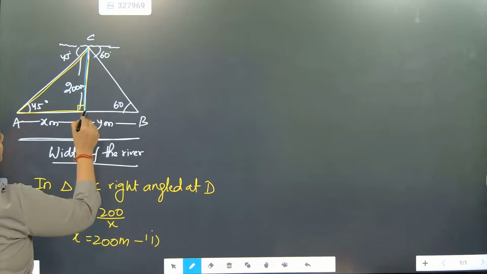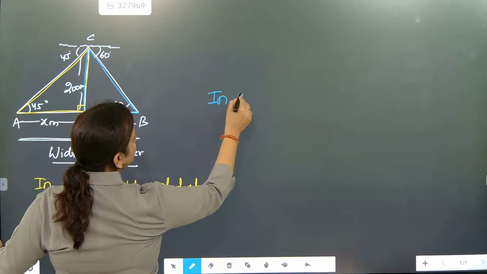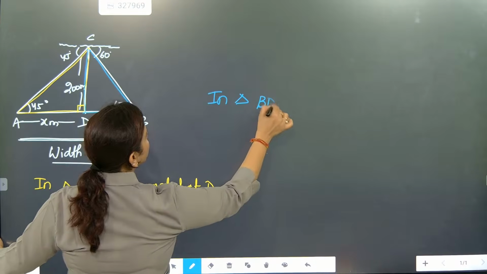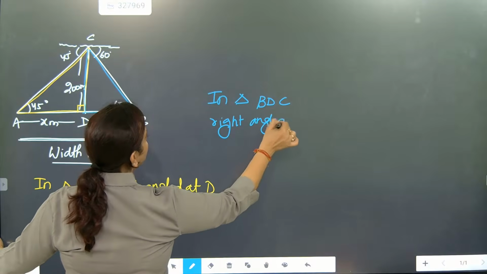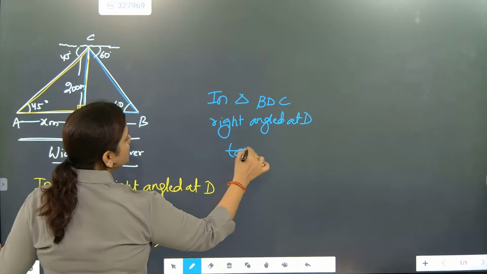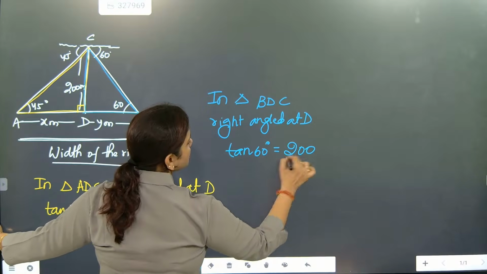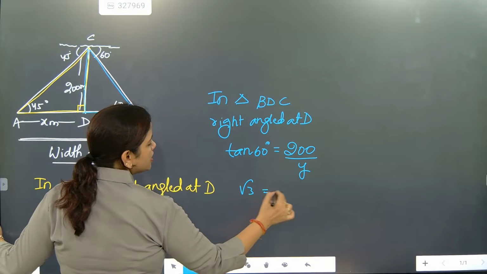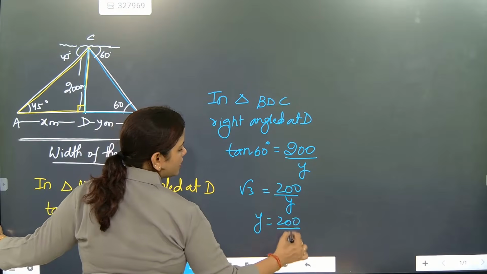This triangle is coming as 60 degree. So what will we write? In triangle BDC, right angled at D, tan 60 degree will be equal to perpendicular, that is 200 by y. This is root 3. Root 3 is equal to 200 by y. So y is equal to 200 by root 3.